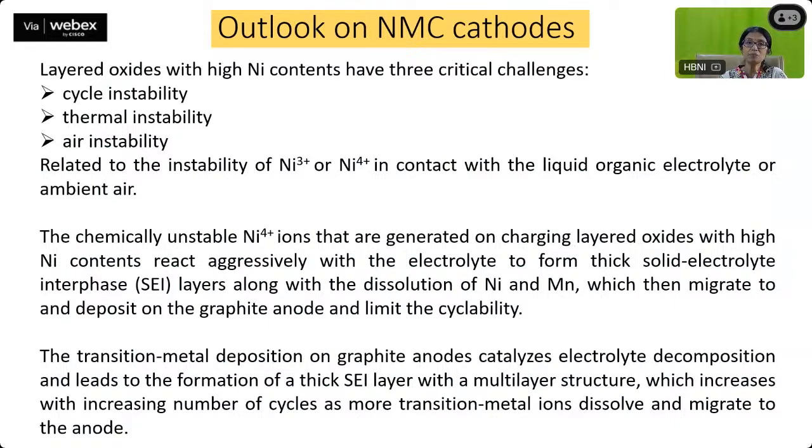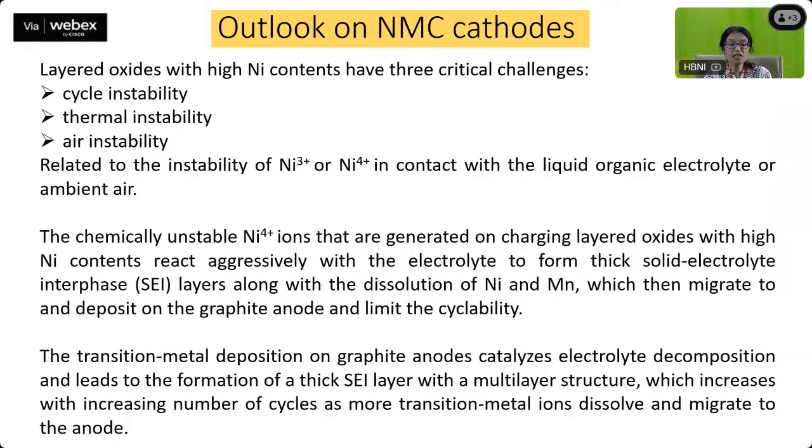One is cycle instability, then you have thermal instability, and you also have air instability. So this is all related to the instability of nickel 3+ or nickel 4+ in contact with the liquid organic electrolyte or ambient air. The chemically unstable nickel 4+ ions that are generated on charging layered oxides with high nickel contents react aggressively with the electrolyte to form very thick solid electrolyte interface layers, along with the dissolution of nickel and manganese, which then migrate and deposit on the graphite anode, and it will limit the cyclability.